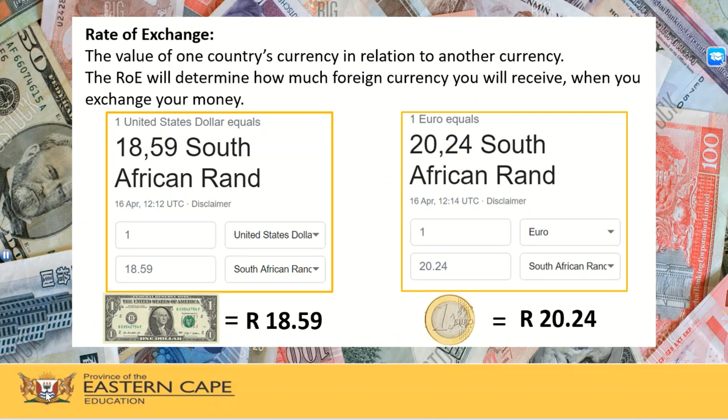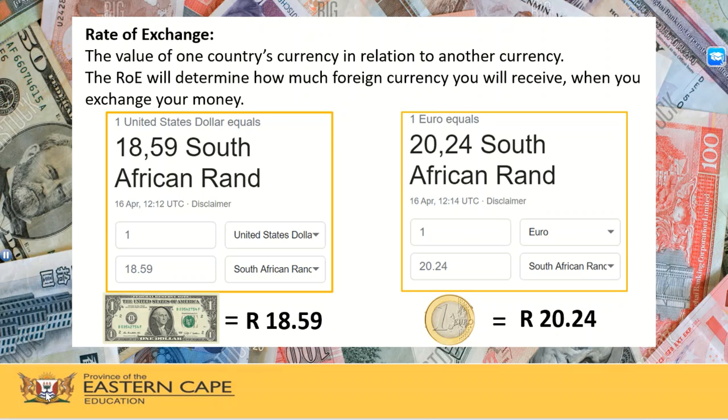Another concept that you need to understand is that of the rate of exchange. Now, the definition of the rate of exchange is the value of one country's currency in relation to another currency. And this rate of exchange that we refer to will determine how much foreign currency you will receive when you exchange your money. Now pay attention to the two examples that are given on your screen at the moment. On the left-hand side, you will see that on the 16th of April this year, one United States dollar was equal to 18.59 South African rand. So if you were going to be traveling to the USA, it would cost you 18 rand and 59 cents to buy $1.